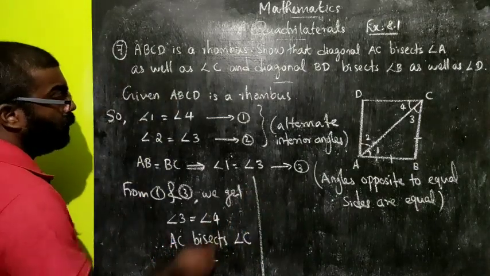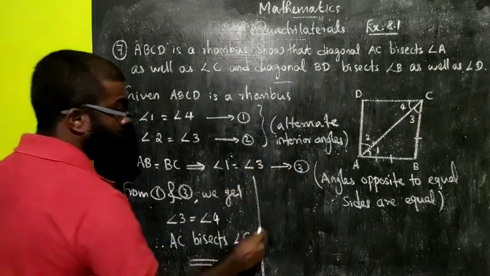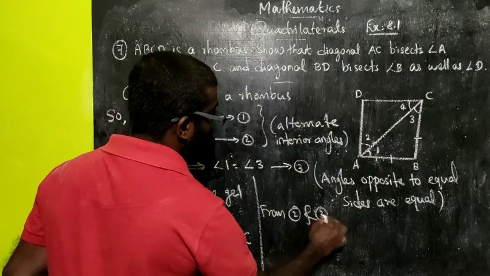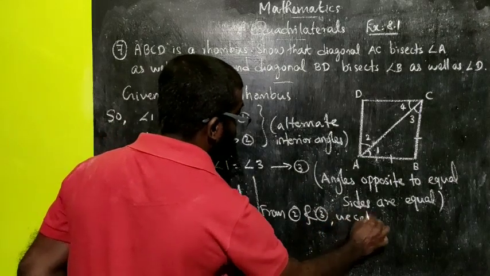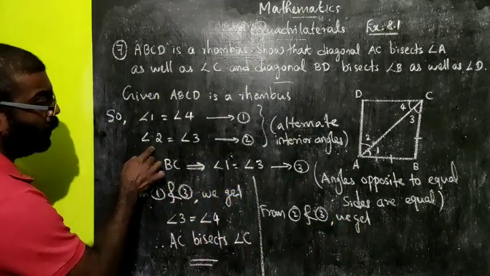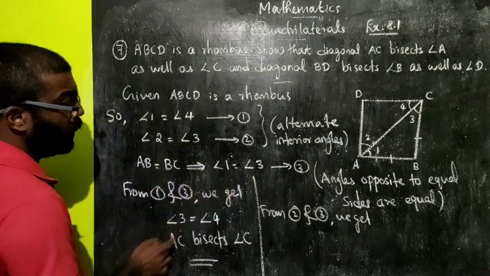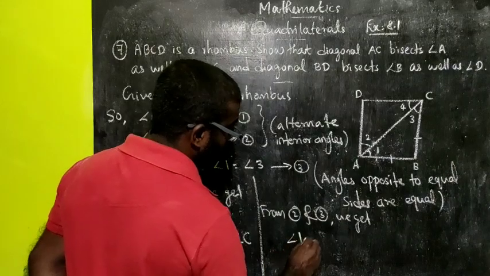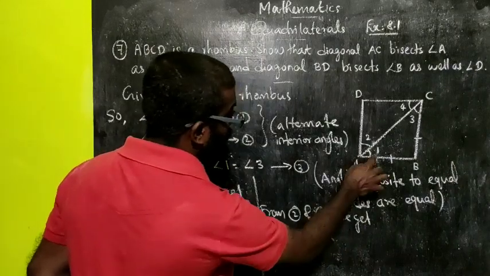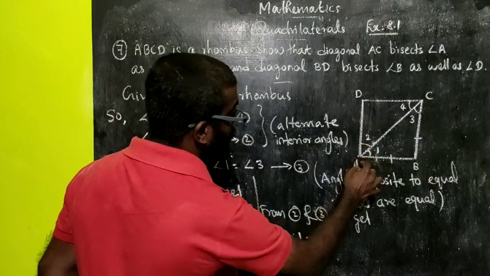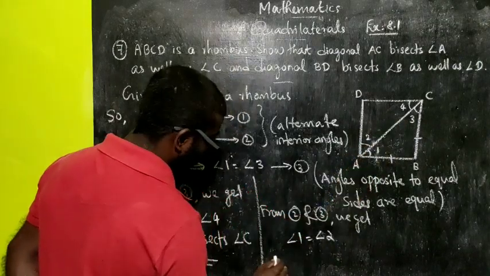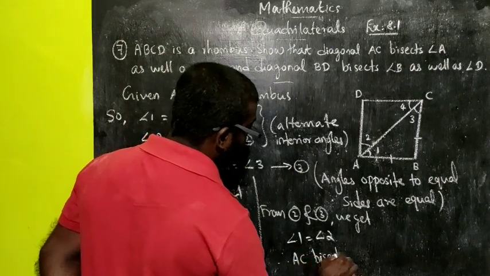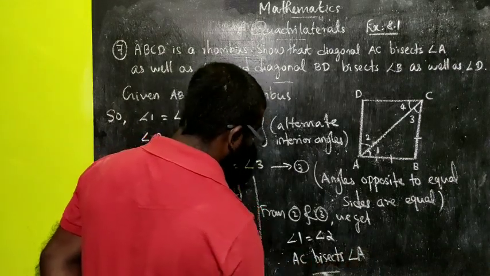Now we can combine equation 2 and equation 3. So from equation 2 and 3, we get here angle 2 equal to angle 3, here angle 1 equal to angle 3. So the LHS will be equal. Angle 1 equal to angle 2. Angle 1 and angle 2, these two angles are equal. So AC bisects angle A. Therefore, AC bisects angle A.